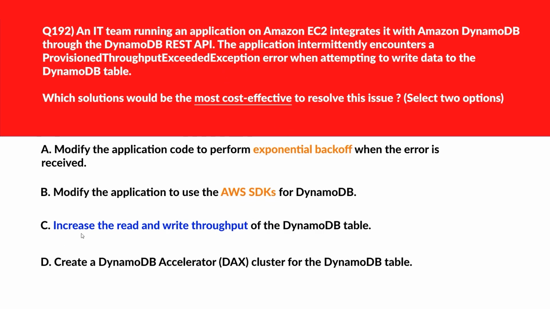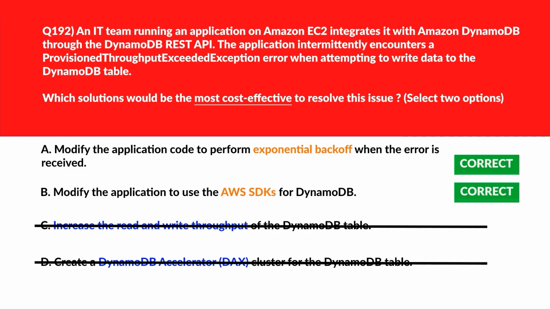Let's move to C. C says increase the read and write throughput of the DynamoDB table. Increasing throughput solves the issue but adds significant cost, making it a less cost effective solution. So this is against the goal of the question. C is wrong. Move to D. D says create a DynamoDB Accelerator cluster for the DynamoDB table. DynamoDB Accelerator enhances read performance but does not reduce issues related to write throughput. Therefore, wrong choice. Let's lock A and B as the right answer.